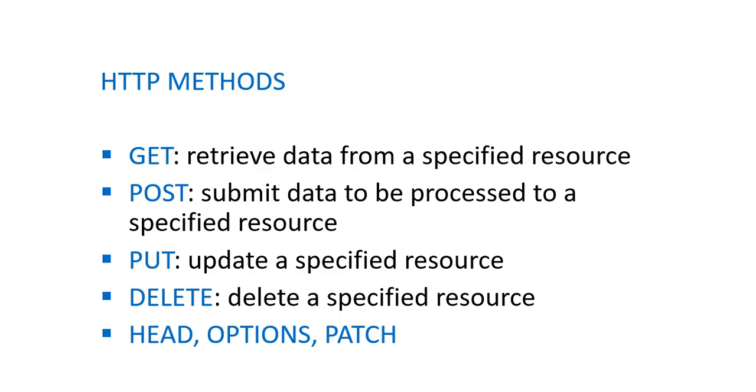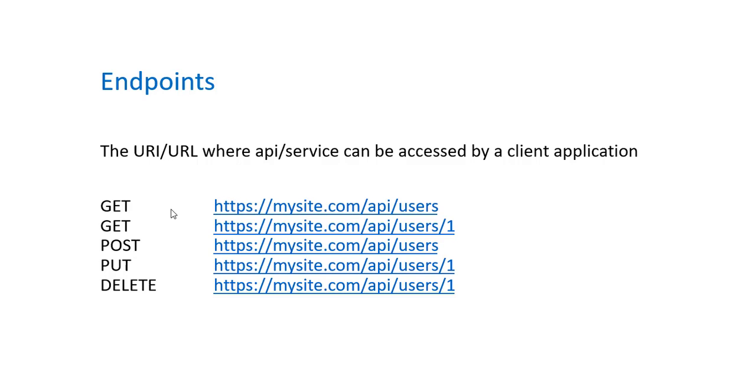Then we also have PUT. The PUT method is an update to a specified resource. And also we have DELETE, which deletes a specified resource. We also have 3 other methods, which are HEAD, OPTIONS, and PATCH, but we're not going to go into details on these 3. We will be familiarizing ourselves only with GET, POST, PUT, and DELETE. Now we're going to look at some example endpoints.